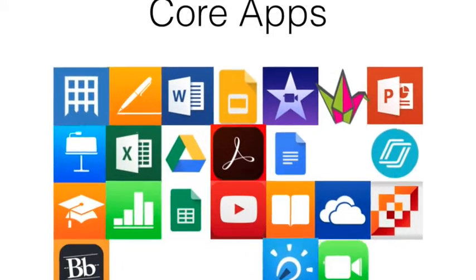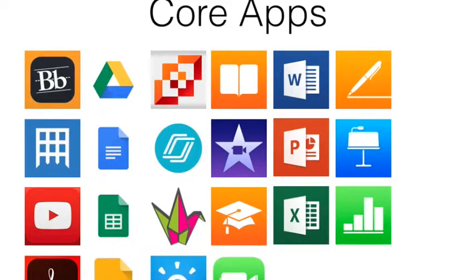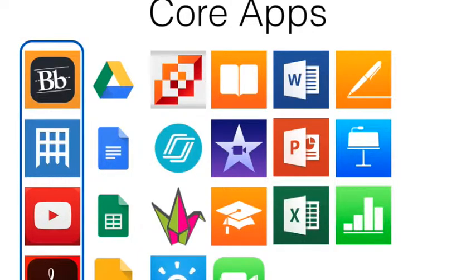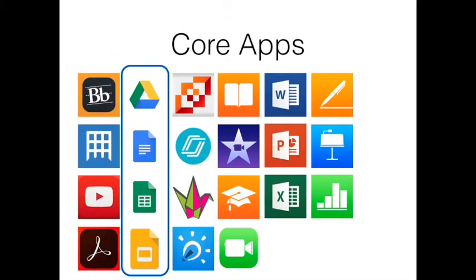Let's explore the core apps which have been pre-installed on your devices. Let's organize them. In this first group, let's call these content apps: Blackboard, where you will access all of your coursework and modules, the iWestminster app, YouTube, and Adobe Acrobat for reading PDFs.